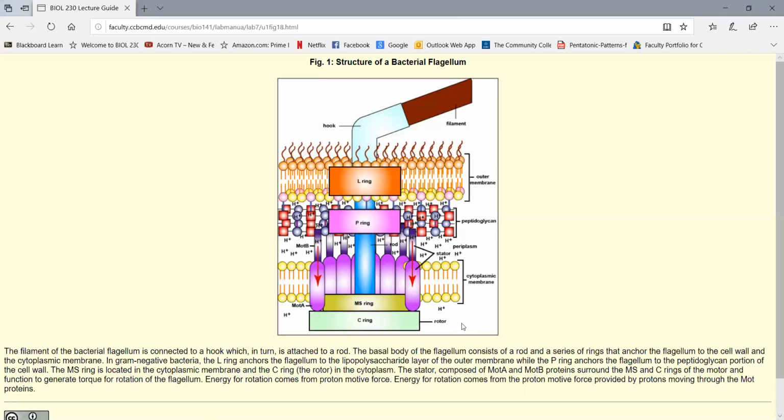And this is propelled by electron motive force. As protons or hydrogen ions are pumped across the cytoplasmic membrane by the electron transport system, they accumulate between the membrane and the wall. And when you have a sufficient gradient of these positively charged hydrogen ions, they re-enter through these Mot proteins, and that provides the energy, the moving protons that rotate the motor, causing the flagellum to rotate.